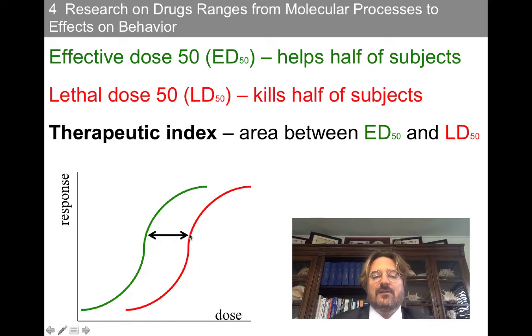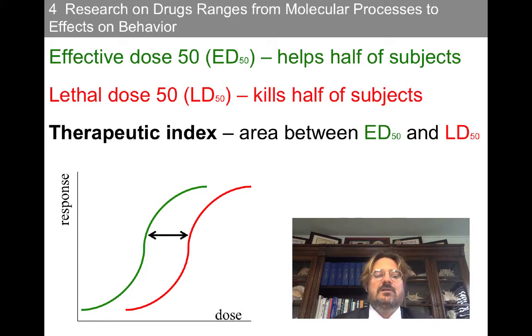The LD50 or lethal dose 50 kills half the subjects. Now if we were to place a horizontal line between the ED50, which would be about here, and the LD50, which would be here, the distance between the two would be referred to as the therapeutic index. So it's the distance between the ED50 and the LD50. And safer drugs would have a higher therapeutic index.